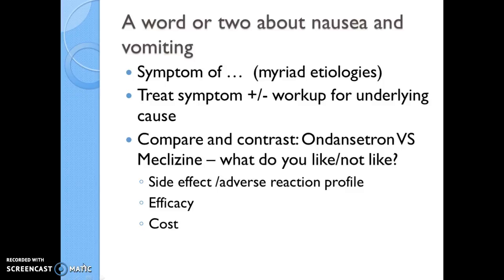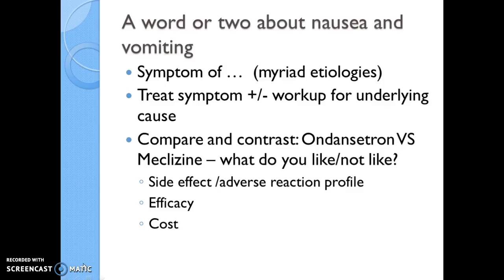In terms of underlying causes, that can be anything from anxiety to a GERD situation where someone is starting to have some vomiting. It can be a viral gastroenteritis, which is one of the most common causes of nausea and vomiting. It can be pregnancy. A number of causes are out there. So, of course, that workup is multifactorial.